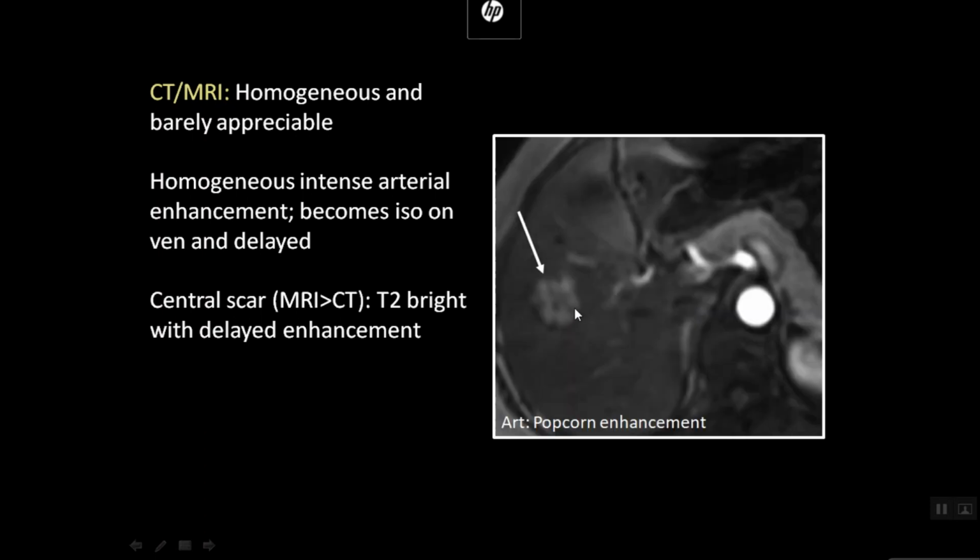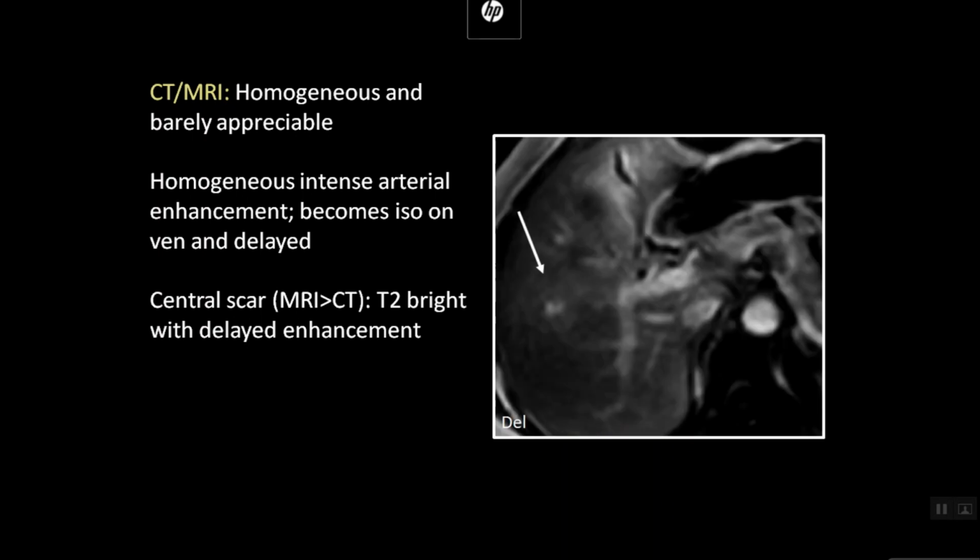Okay. So this is arterial enhancement, right? Generally you see homogeneous enhancement, but this pattern of enhancement is also called popcorn enhancement. It looks like a popcorn, right? So this sort of enhancement can also be seen in FNH. So the homogeneous intense enhancement, or this popcorn-like pattern of enhancement, both are classic descriptions of FNH. And on delayed, you will see the central scar enhancing. Okay, so this is a classic FNH.